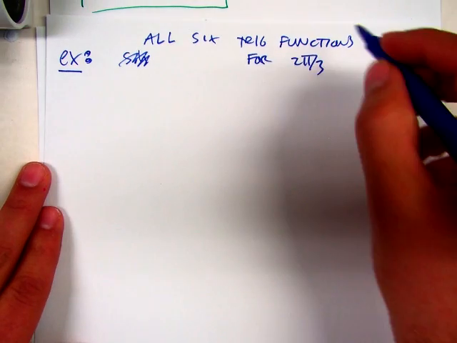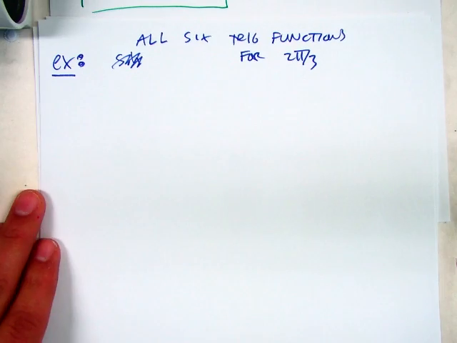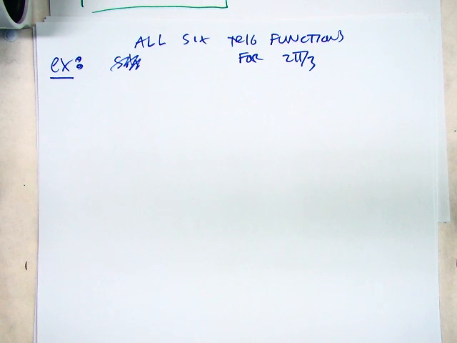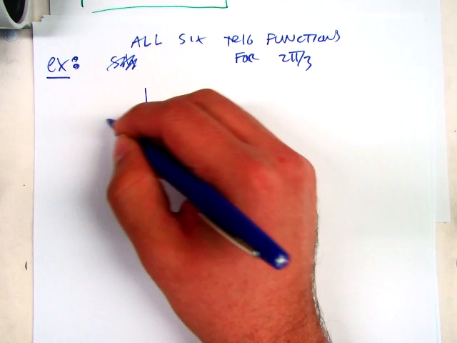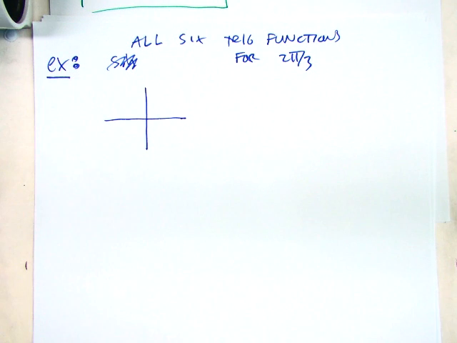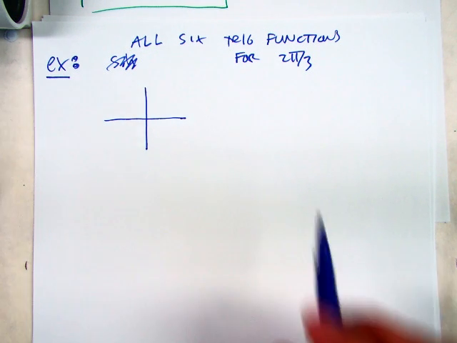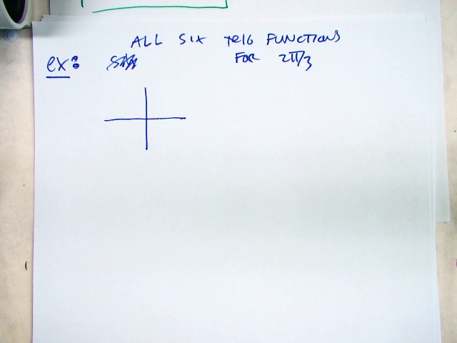Okay? So here's how it's going to work. First thing that you should do is locate it. I always think about it in terms of quadrants. Is this going to be quadrant 1, 2, 3, or 4? We're finding all 6 trig functions.